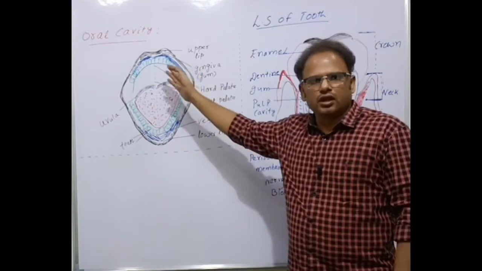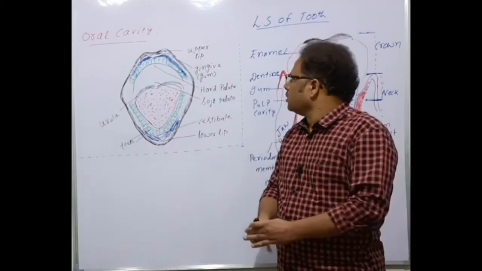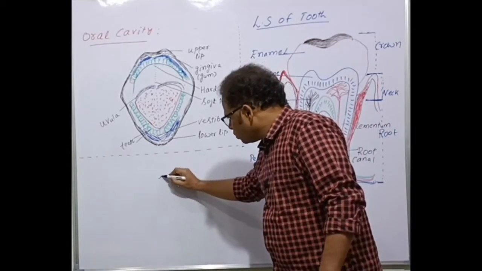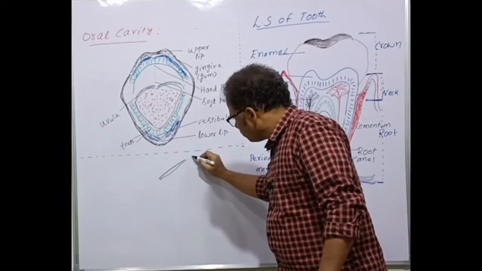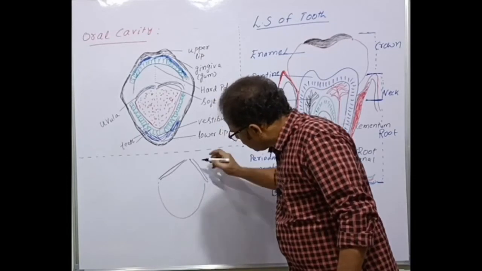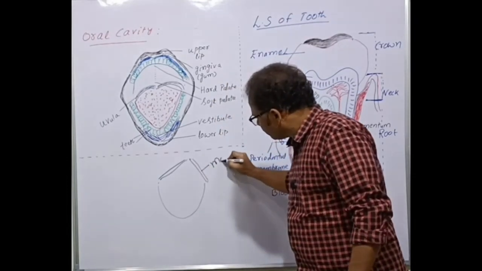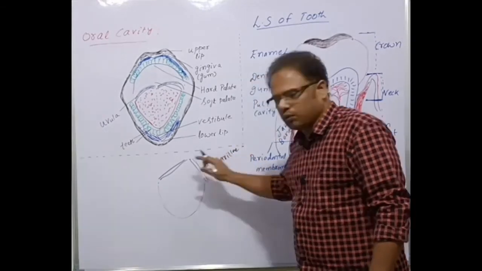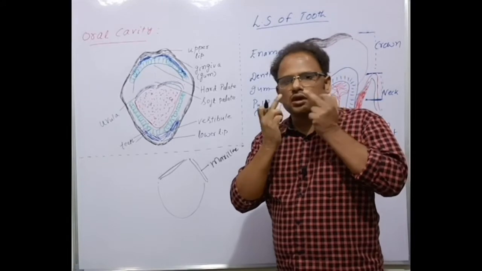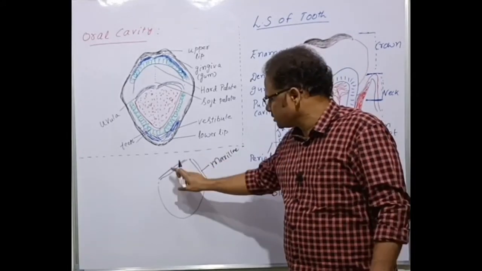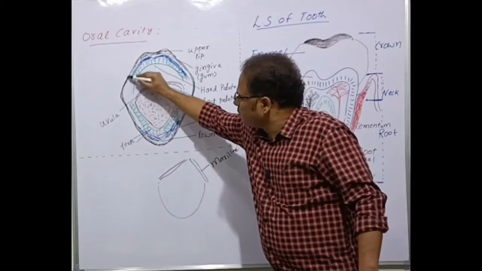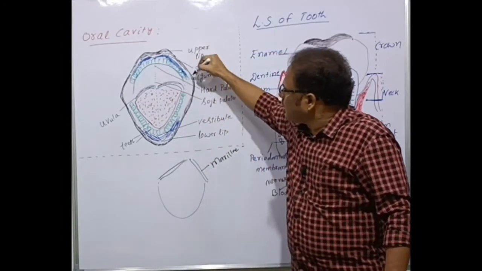The teeth are present in the oral cavity, in the head region. Two maxillary bones are present, called the maxillae, and here is a mandible. Maxillary bones, or maxillae, one and two, are present in the upper jaw: here one bone, here one bone. These two are the maxillae, and this is the lower jaw.